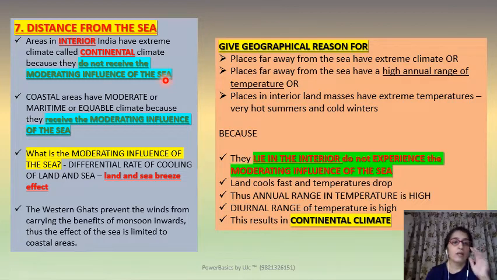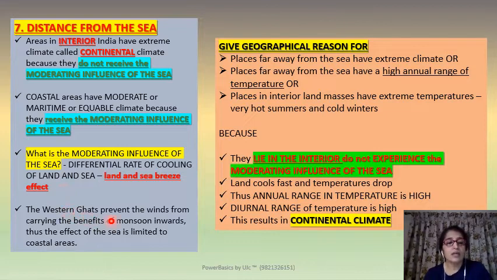Let's see how. Coastal areas have moderate or maritime or equable climate because they receive the moderating influence of the sea. Moderating means if the sea is hot and the land is cold, you get one kind of breeze. If the land is hot and the sea is cold, you get another kind of breeze. That moderates the temperature. It keeps it neither too hot, nor too cold. What causes the moderating influence of the sea? The differential rate of cooling of land and sea, the land and sea breeze effect. Cooling or heating, it's the same thing.